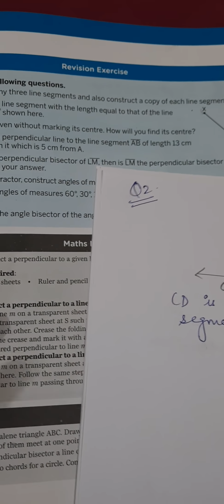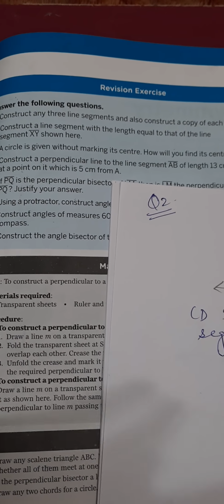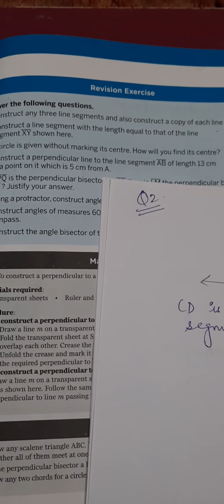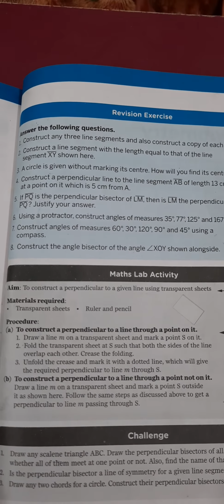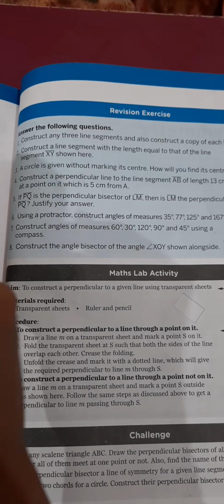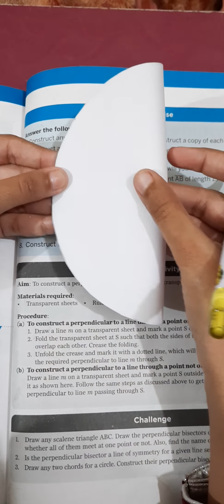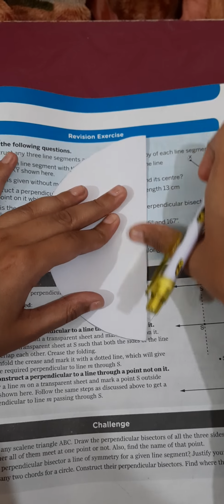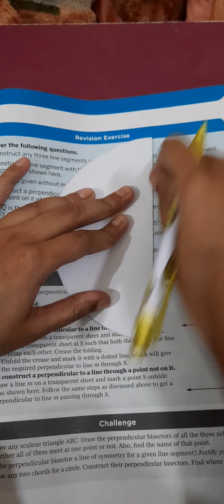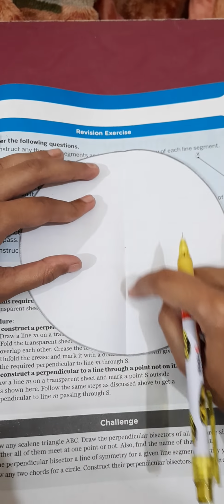Now in question number 3, they are saying a circle is given without marking its center. How will you find its center? In this question, you have to take a circle without a compass and you have to mark the center of this circle. How you are going to do it is, firstly, fold it in half vertically like this. This is the vertical. So I have folded it like this, and then make a crease. Crease means this line. This is called the crease.